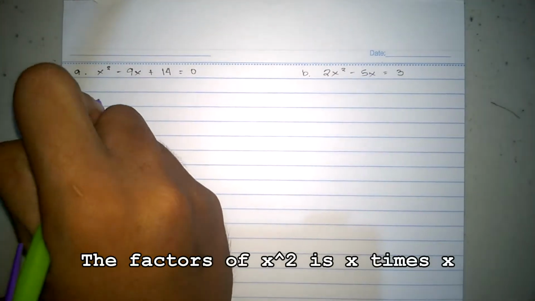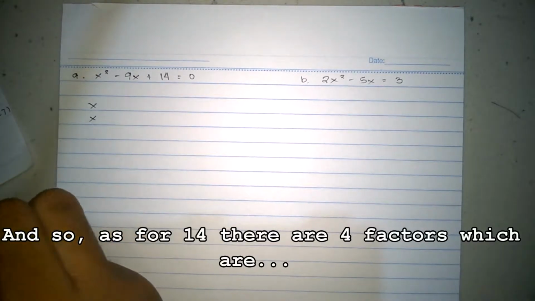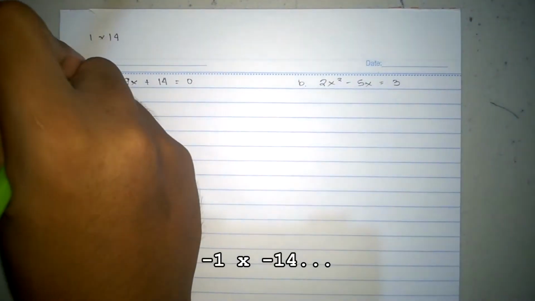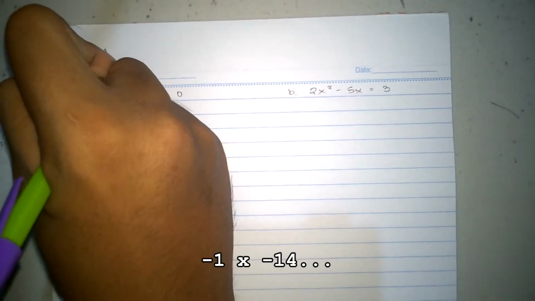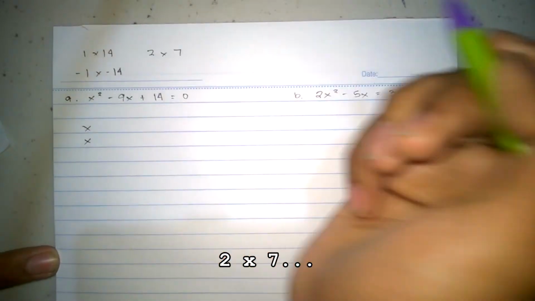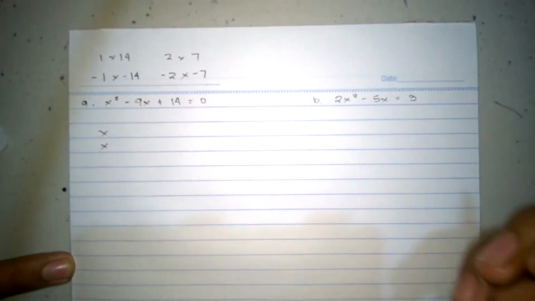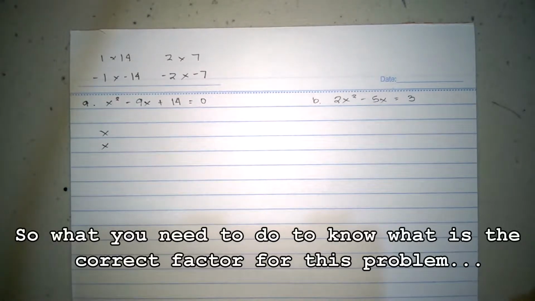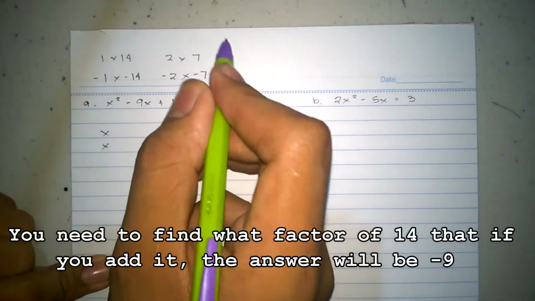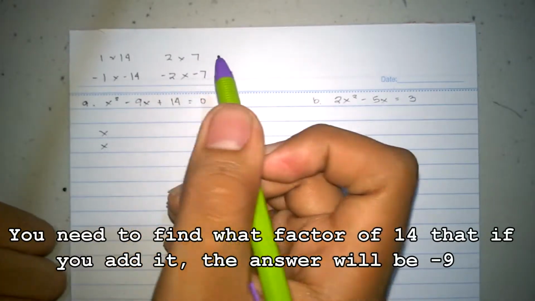The factors of x squared are x times x. Easy, huh? As for 14, we have 4 factors, which are 1 times 14, negative 1 times negative 14, 2 times 7, and negative 2 times negative 7. So what you need to do to know what is the correct factor for this problem, you need to find what factor of 14 that if you add it, the answer will be negative 9.